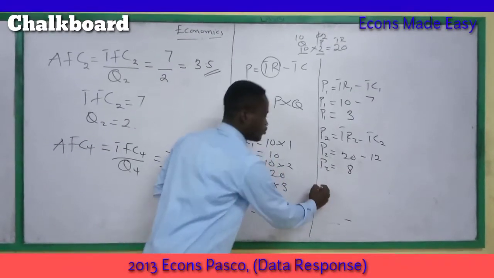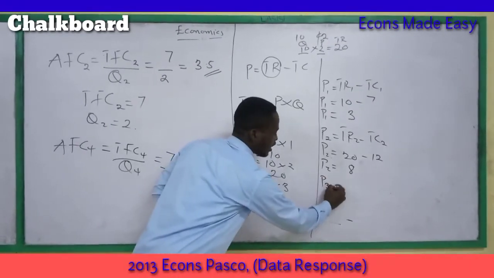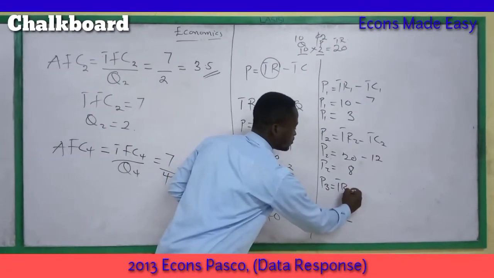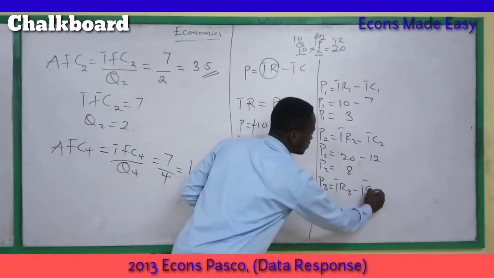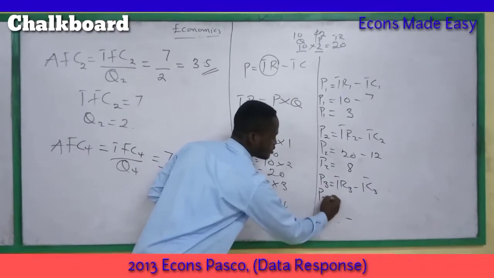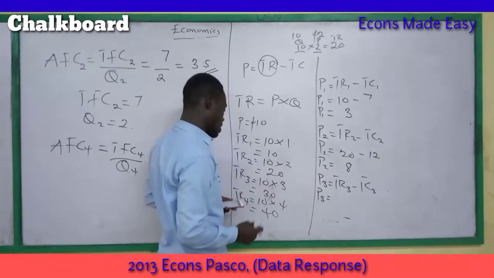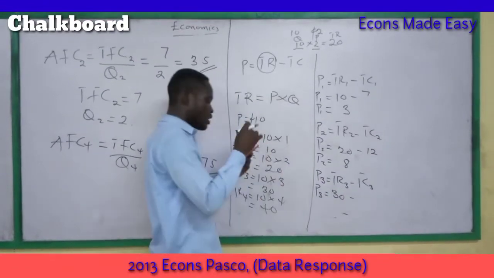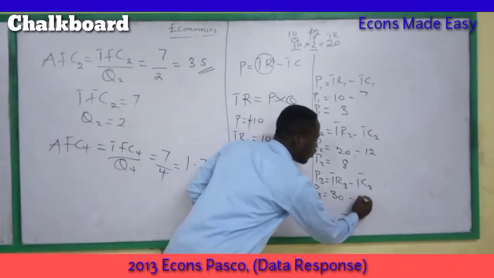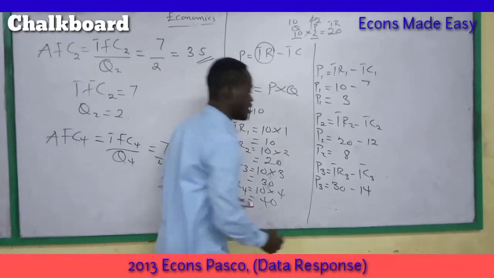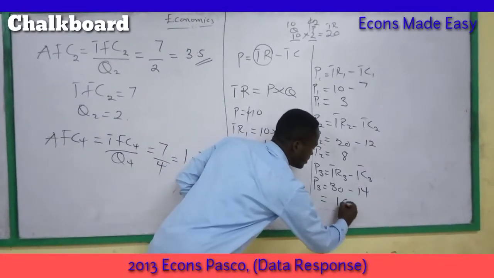So now we move on to profit for output 3, which is going to be total revenue for output 3 minus total cost of output 3. So our profit for output 3 is equal to total revenue for output 3, which is here 30, minus our total cost for output 3, which is 40. And so 30 minus 40 is going to give us what? 16.